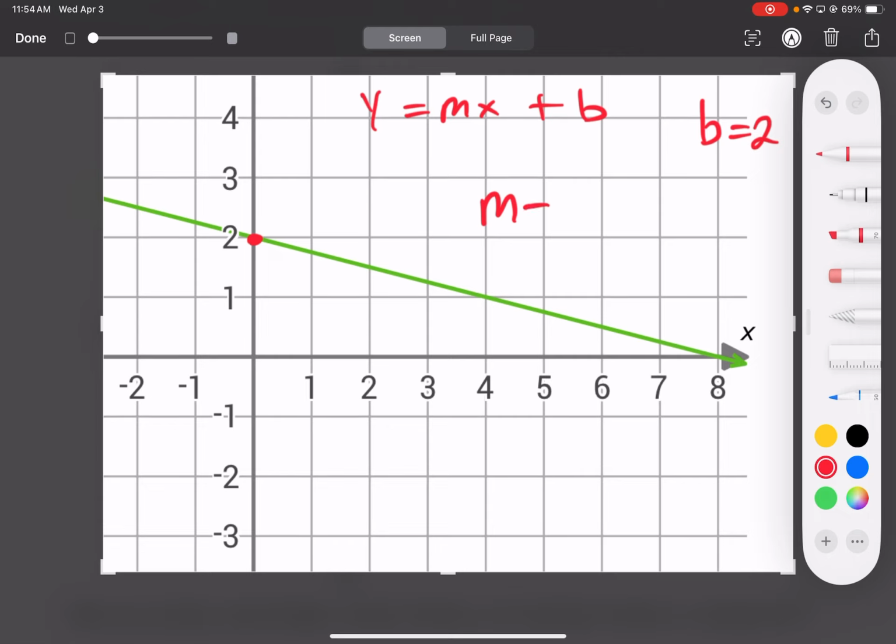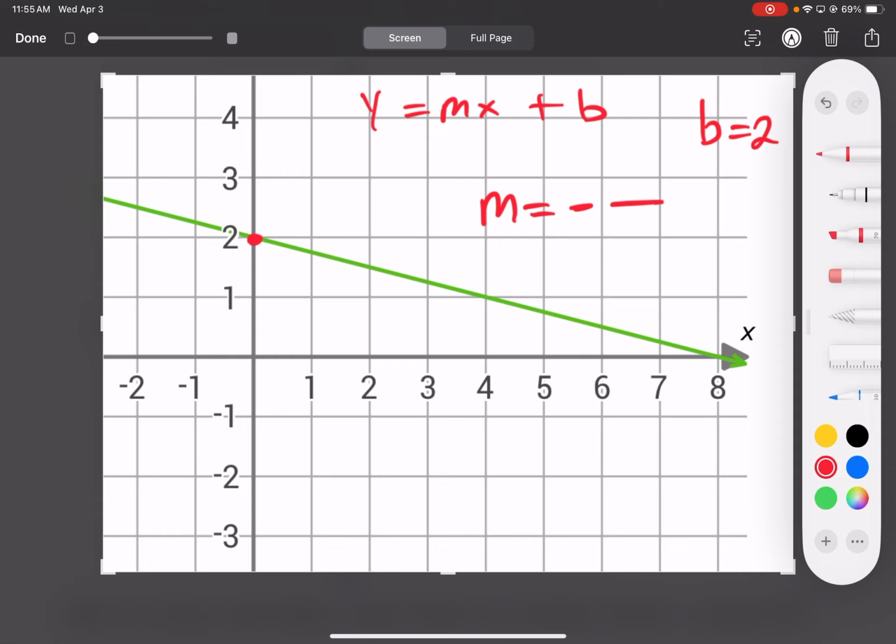Before we do the slope, is it going to be a positive slope or a negative slope? Negative. Why is it a negative slope? It's going down from left to right. So I'm going to put a negative right there so I don't forget about it. I know my slope is a negative slope.